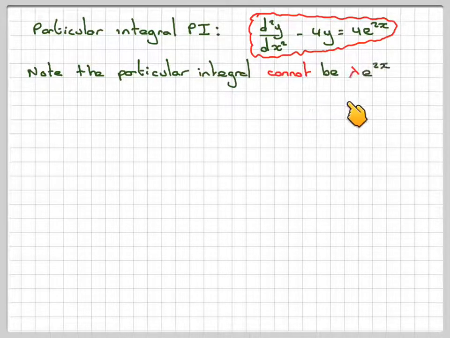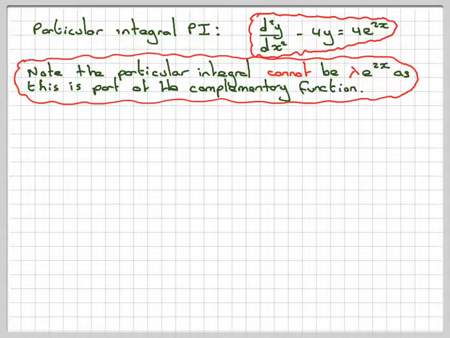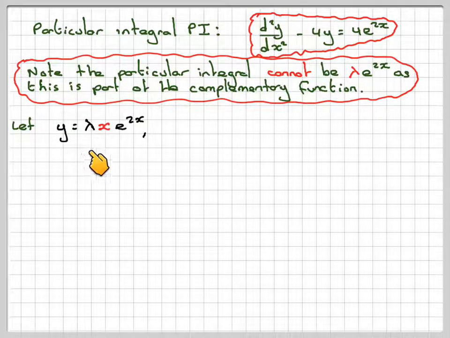So the particular integral for this particular differential equation cannot be lambda times e to the 2x, because this is part of the complementary function. So we have to try now y is equal to lambda x e to the 2x. So we'll multiply this by x, because this cannot be, if not, x squared.